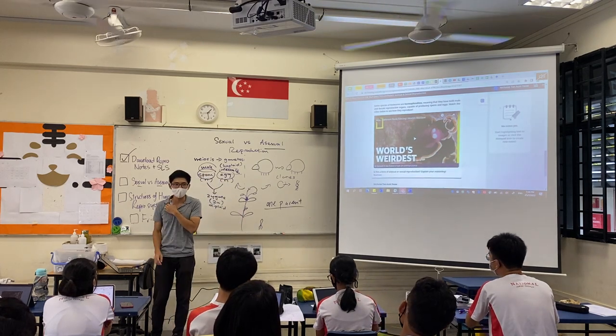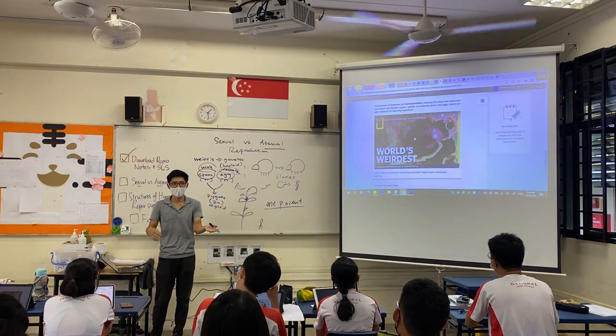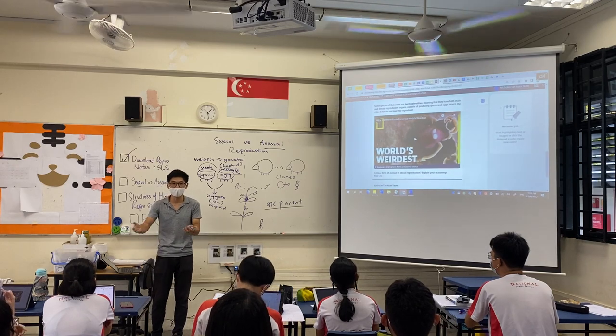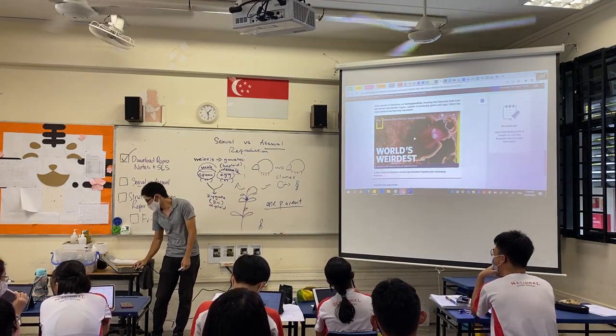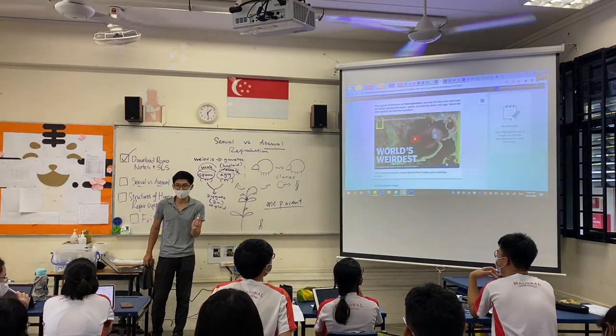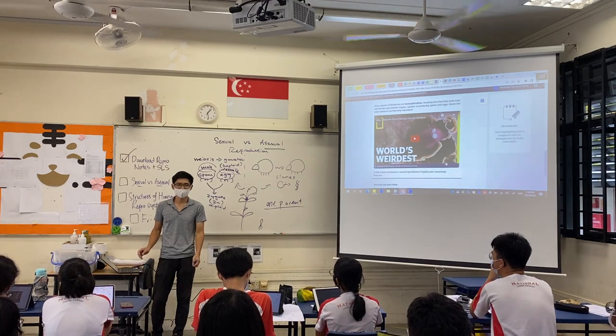Yeah, the flatworm has both male and female organs. That means it has both penis and ovaries and all the female parts and all the male parts. Okay, do you think it's sexual or asexual? Sexual? Okay, it's not what you think, right?